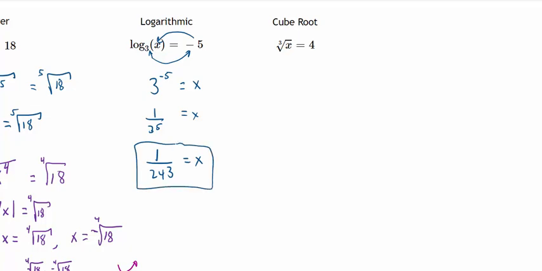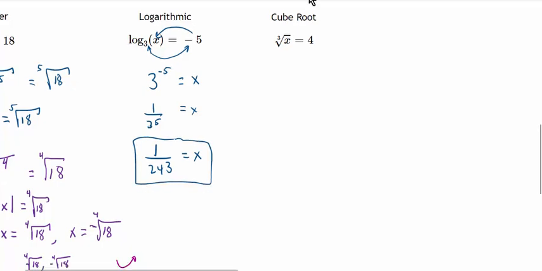Finally, we have the cube root equation. Cube root x equals 4. The inverse of taking the cube root of something is to cube it. So I'm going to cube both the left and the right side. On the left side, the cube root and cube simplify out, so I'm left with the radicand, which is just x. And I have 4 to the 3rd. And 4 to the 3rd is simply 64.